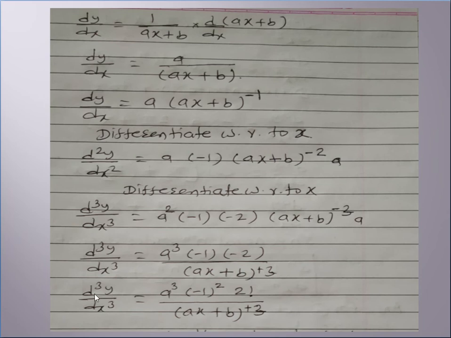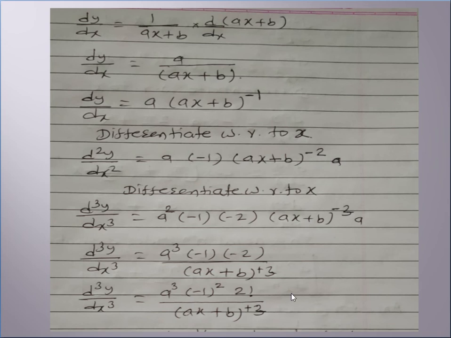Therefore, in the third order derivative, we get here on the RHS a raised to 3 into minus 1 into minus 2, that is minus 1 into minus 1, 2 times. This can be written in the form minus 1 raised to 2 into 1 into 2, the product of the first two natural numbers, which can be written in 2 factorial form, upon (ax + b) raised to 3.